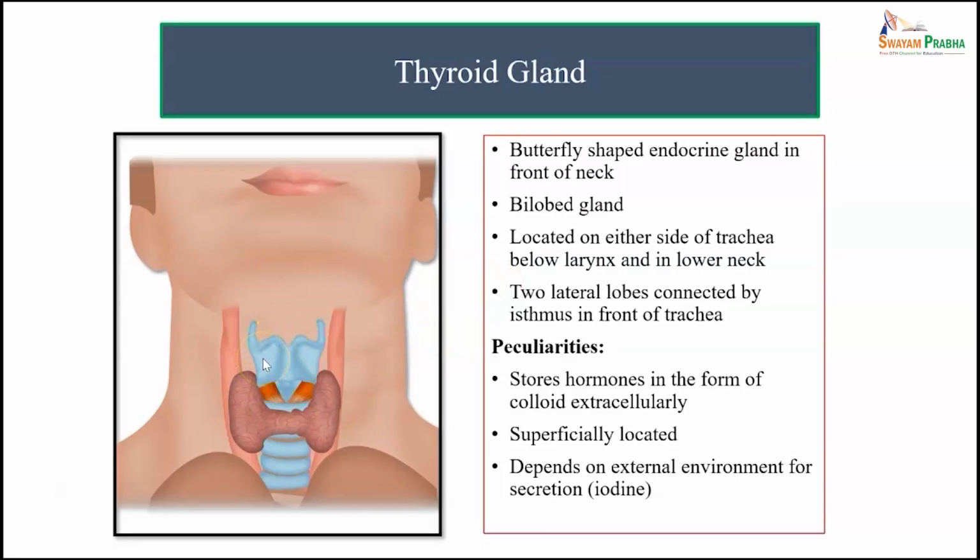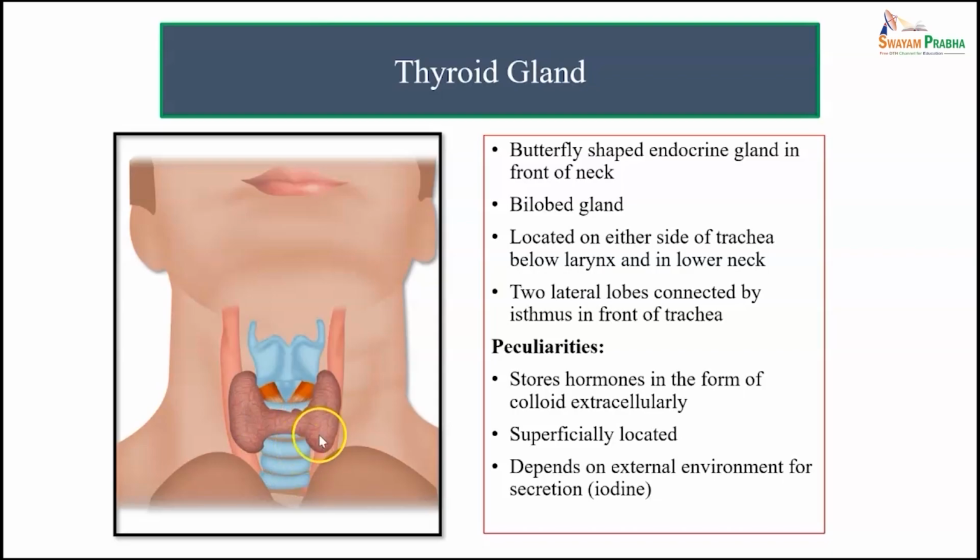Thyroid gland is a butterfly shaped endocrine gland in front of the neck. It is a bilobed gland located on either side of the trachea below the larynx in the lower neck region. It has 2 lateral lobes connected by isthmus in front of trachea.